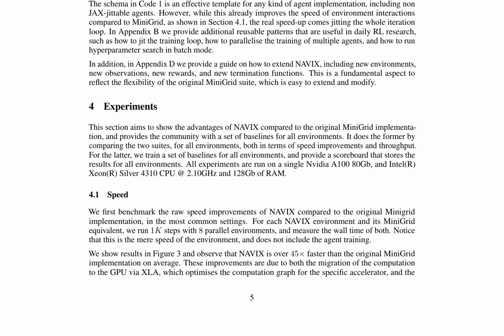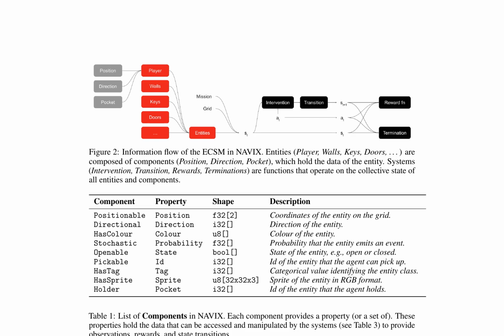The Entity Component System Manager (ECSM) architecture is used to manage the state of the environment. Entities, such as the player, walls, and keys, are composed of components that hold the data of the entity. Systems, such as the intervention, transition, rewards, and termination functions, operate on the collective state of all entities and components. The components in NAVIX provide properties that hold the data that can be accessed and manipulated by the systems. These properties include position, direction, color, probability, and more.